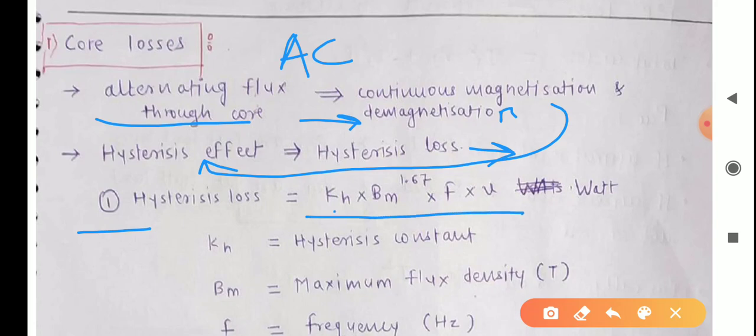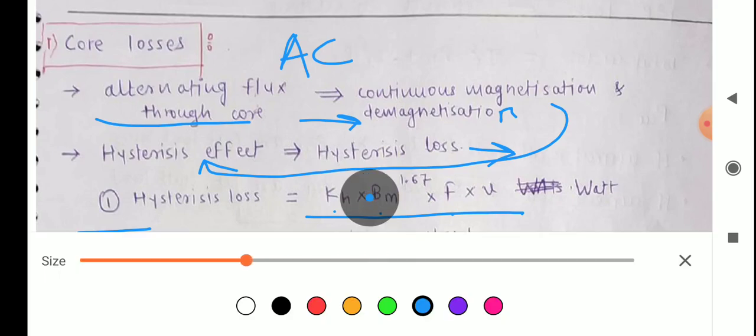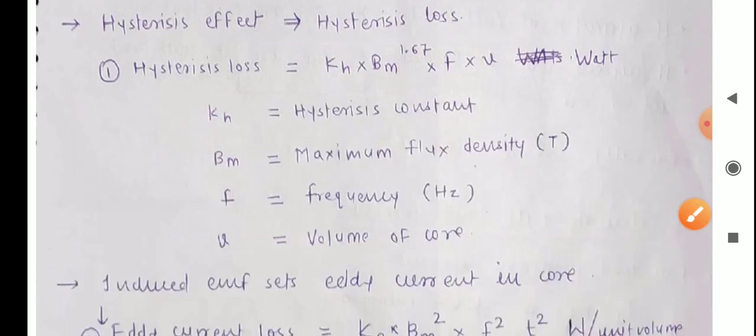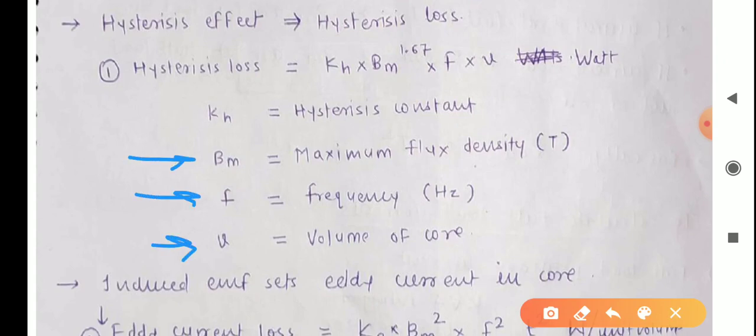So the first type of core loss is our hysteresis loss, and these hysteresis losses are given by the formula Kh multiplied by Bm raised to 1.67 multiplied by F multiplied by V, where Kh is the hysteresis constant, which depends on the type of material that is used to construct the core. Bm is the maximum flux density of the flux flowing through the core. F is the supply frequency in hertz, and V is the volume of your core. On these factors your hysteresis loss depends.